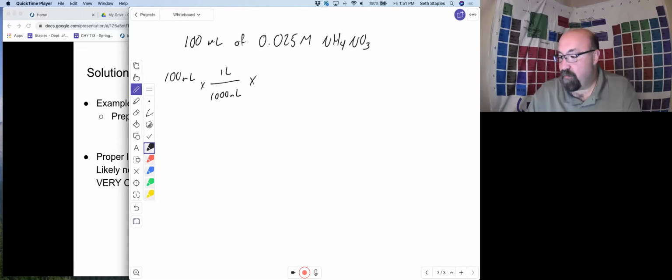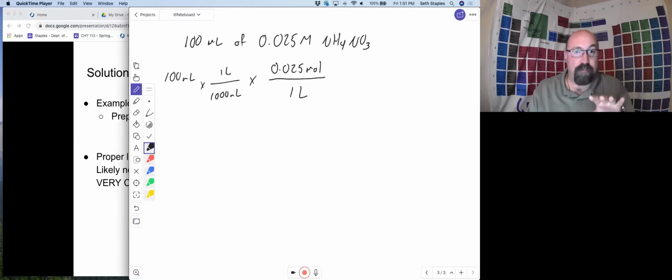I would then use molarity. Let's get rid of liters and convert this over to moles, because we remember that the units of molarity are 0.025 moles per 1 liter. If I stopped right now, this would tell me how many moles of ammonium nitrate I need to weigh out. We don't have a balance that measures in moles. We have a balance that measures in grams. So how do we convert between moles and grams? We use our molar mass.